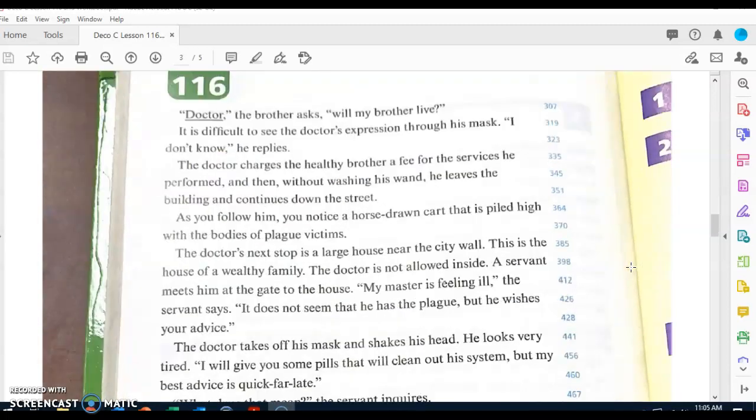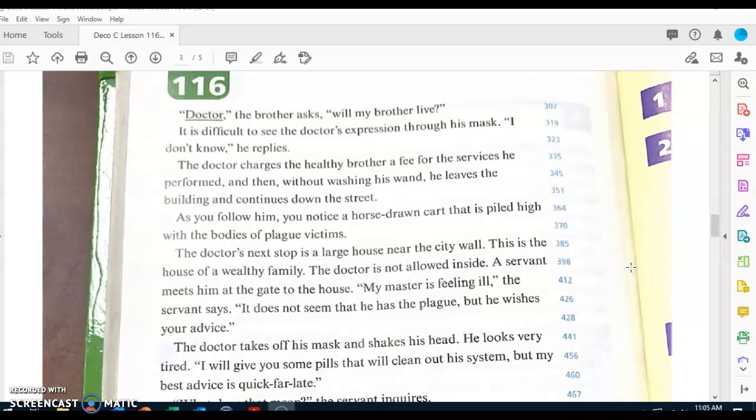"Doctor," the brother asks, "will my brother live?" It is difficult to see the doctor's expression through his mask. "I don't know," he replies. The doctor charges the healthy brother a fee for the services he performed, and then without washing his wand, he leaves the building and continues down the street. As you follow him, you notice a horse-drawn cart that is piled high with the bodies of plague victims.